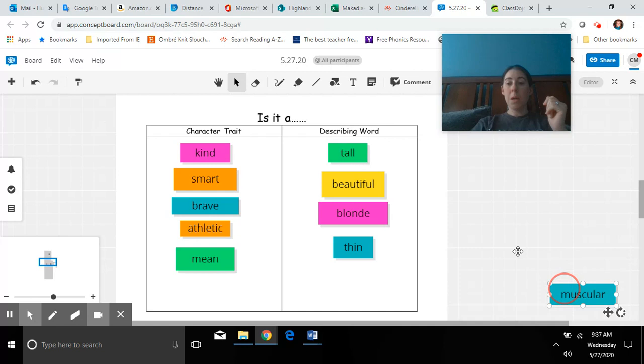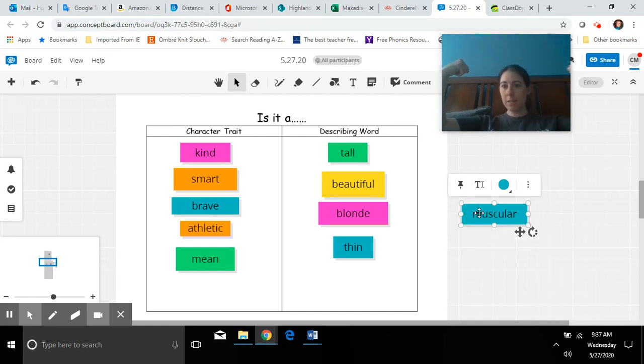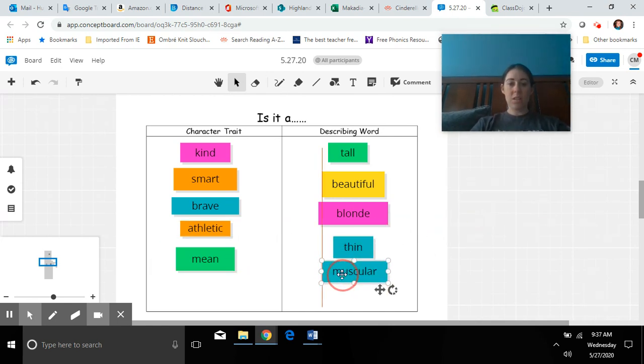And the last one, muscular. Muscular means they have muscles. Could I look at a stranger and tell if they have lots of muscles? Yeah, I could. So this is a describing word. It's what I see.